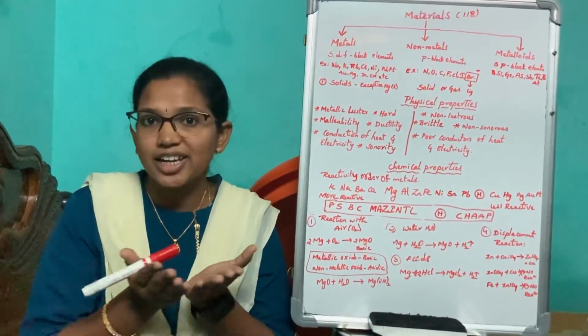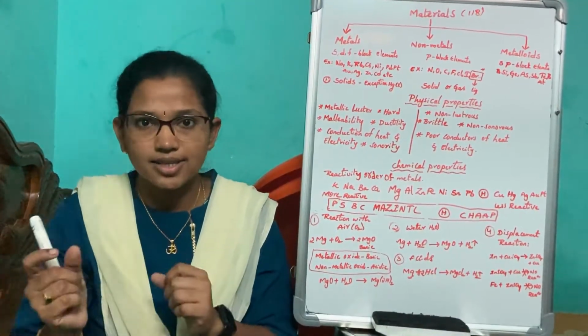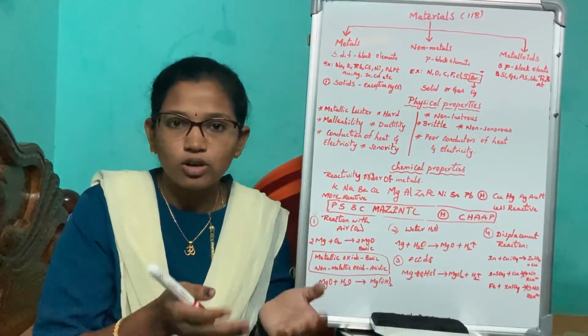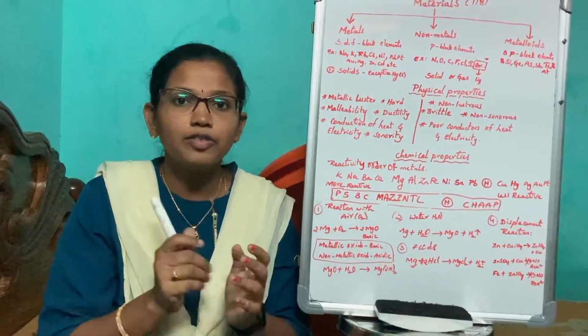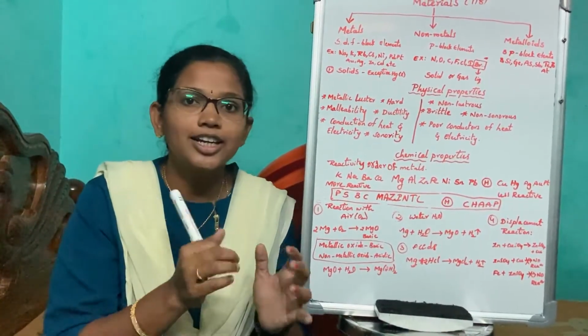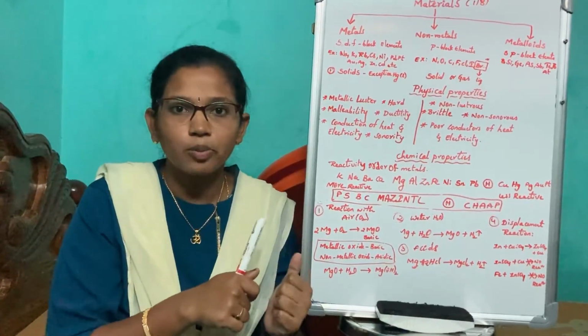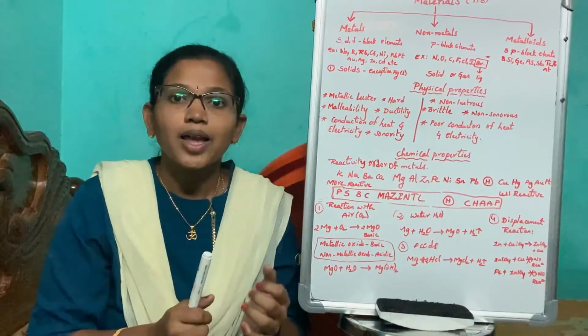Metals have a shining surface that we call metallic luster, and they have a hard surface. Though they fall on a hard surface, they won't break. That is hardness. And when you hit them with something, they produce sound. That property is called sonorous.